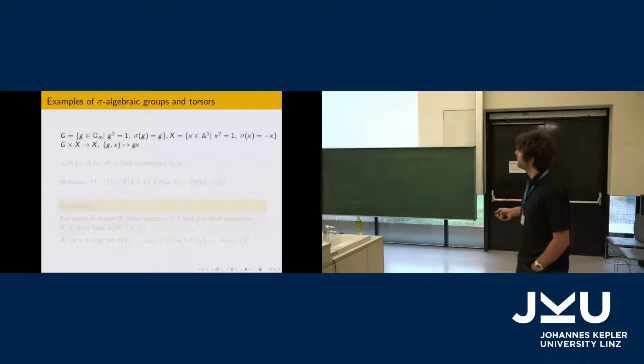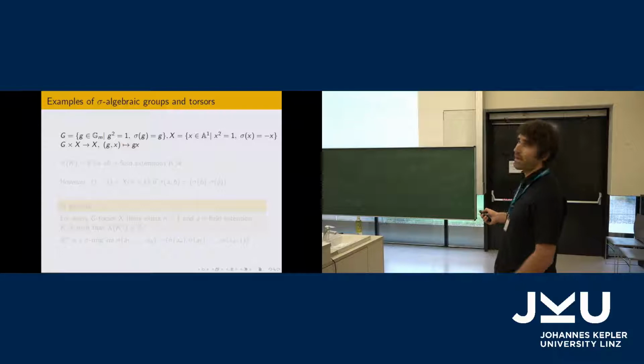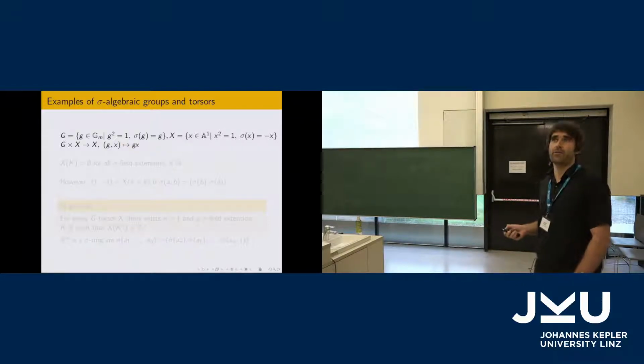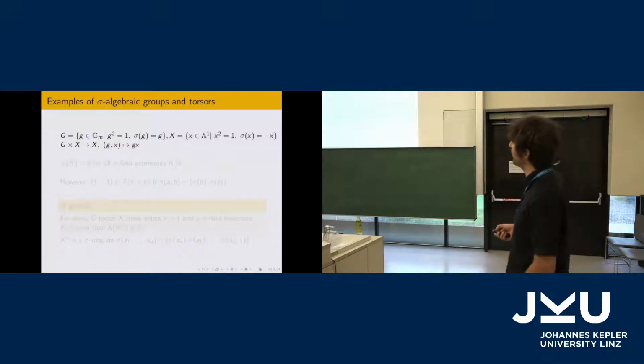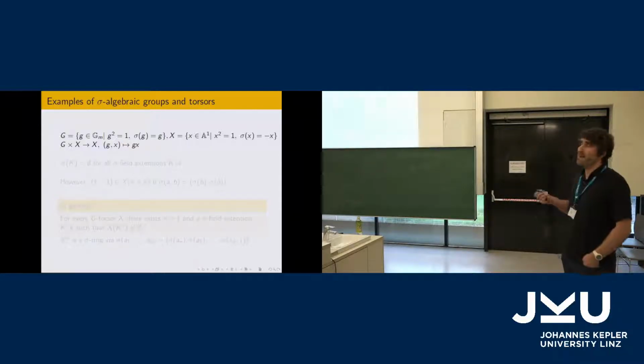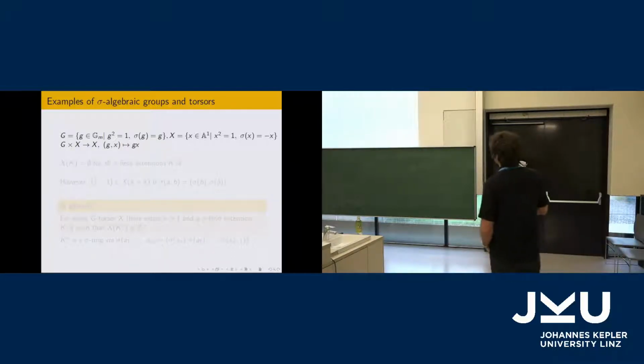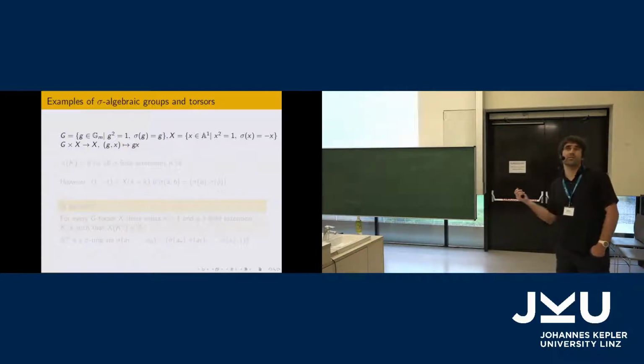It's a very small difference algebraic group. So here you look at all g's in G_m whose square is 1, and that are fixed by sigma. And that's the group here. So this is a subgroup of the multiplicative group, and the torsor I'd like to look at is all elements whose square is 1 and that are mapped to minus x by sigma.